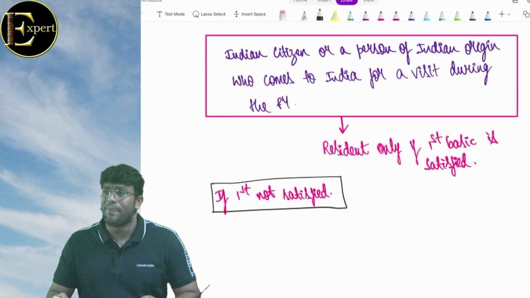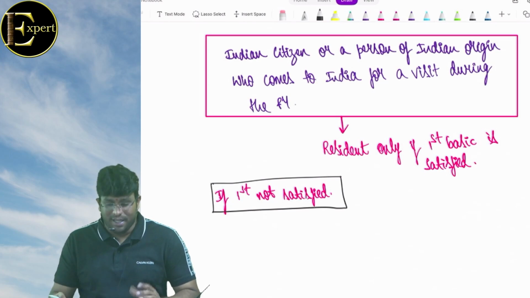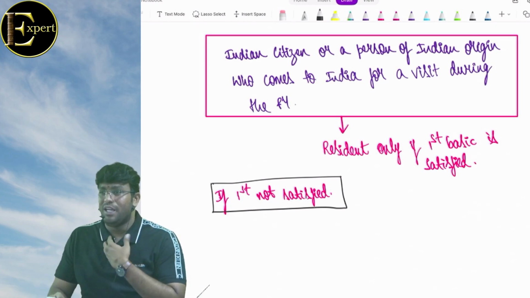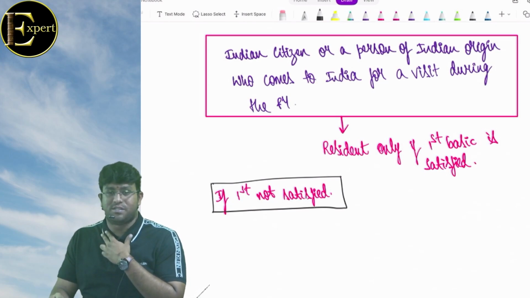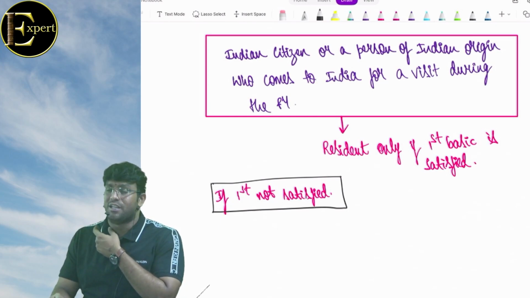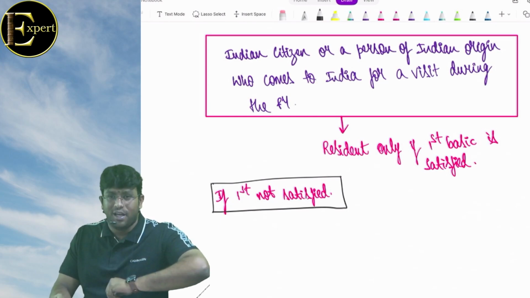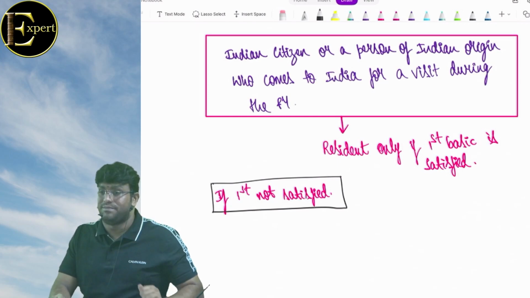Yes or no, sir? Because the logic is very simple. See, Shiva Teja is a resident. If I go to US, make money in US, earn in US, India is telling pay tax in India because you are ROR, our own person, pay.